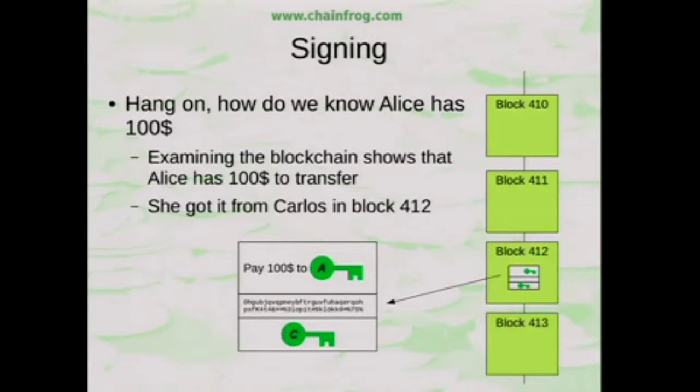How do we know Alice had $100? Well, it turns out that in block 412 she got it from Carlos. So the other thing would be to check back on the blockchain to see that she actually had the money to spend in the first place. And we can go back and discuss later about where Carlos got the money from.